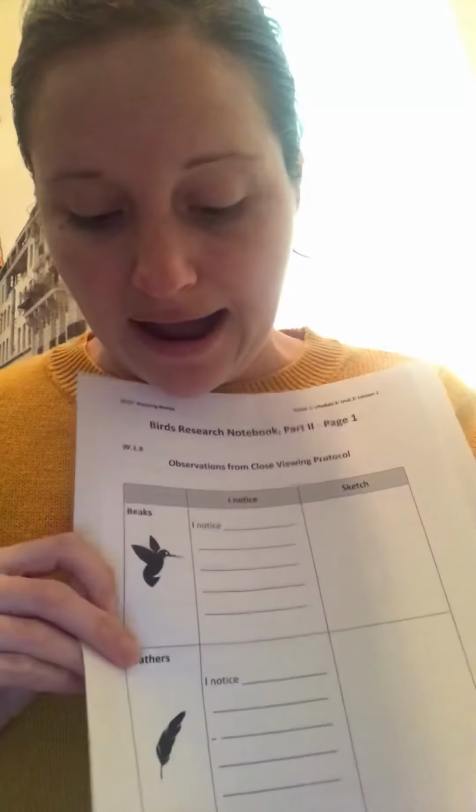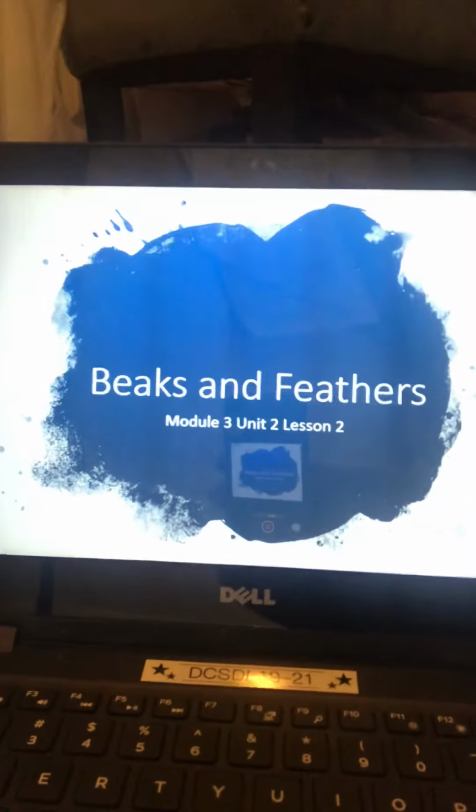So I want you to really make sure you're paying attention to each picture so you can finish a sentence that says, I noticed. So what did you notice about the beaks in our pictures? And I noticed, what did you notice about the different feathers we see? So get ready with your good eye. So we have feathers and beaks.